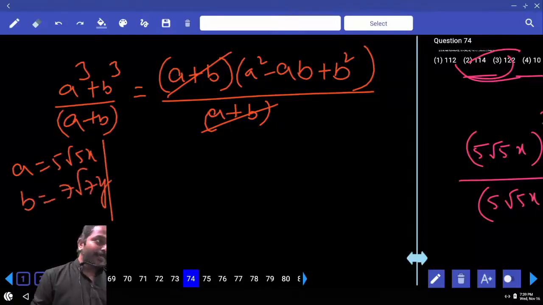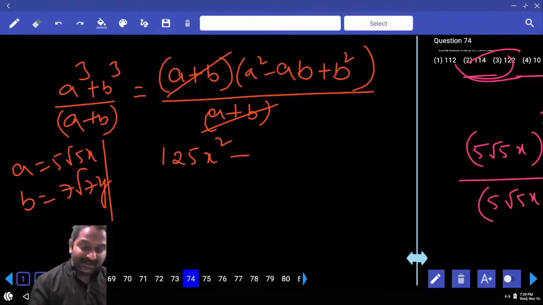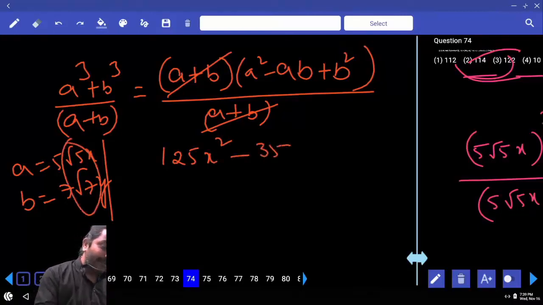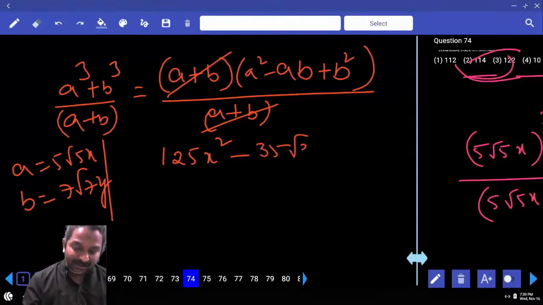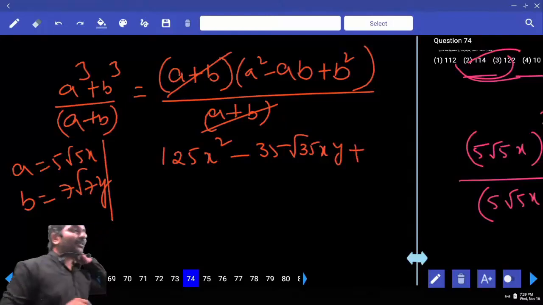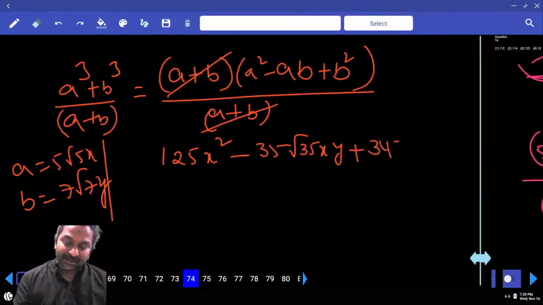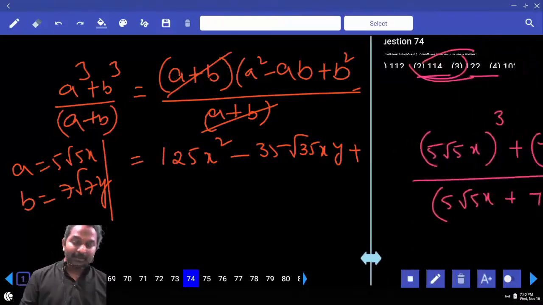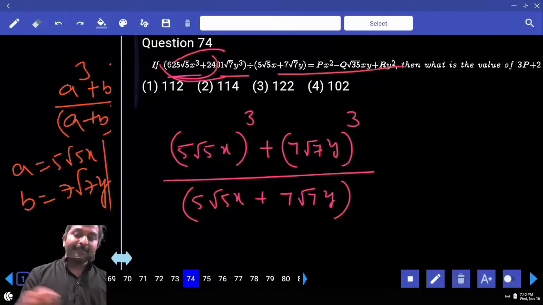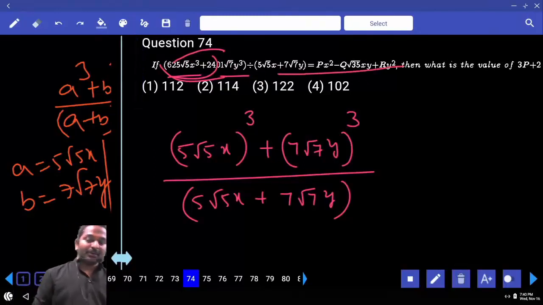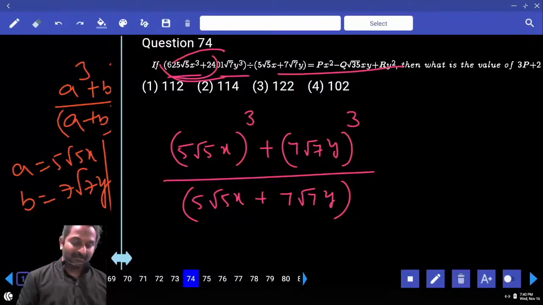A square is 125 x square, minus a into b: 5 into 7 is 35, root 5 into root 7 is root 35, into xy, plus b square, 7 root 7 whole square, which is 343 y square. Am I right? Which is equal to p x square plus q into root 35 xy plus r y square.